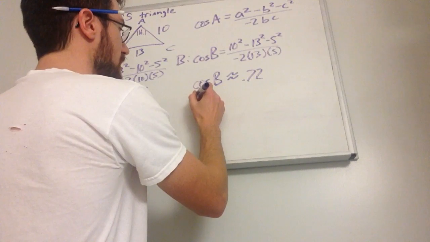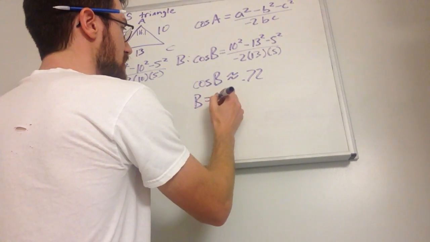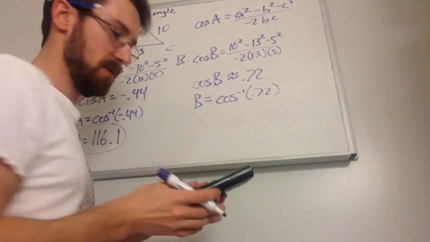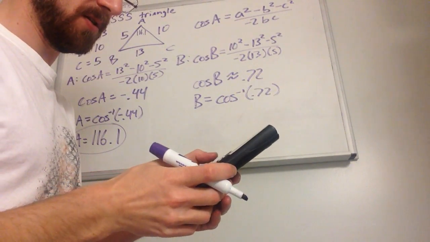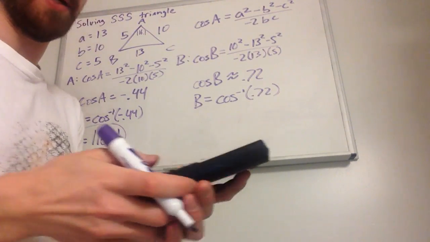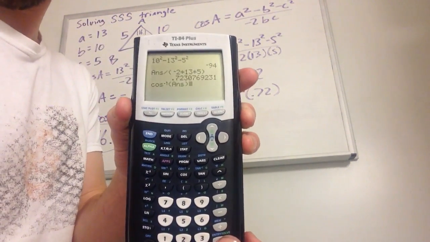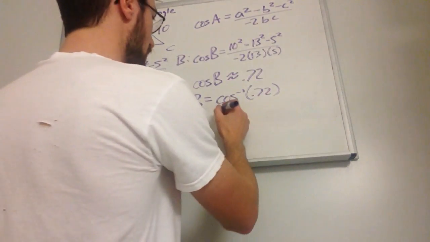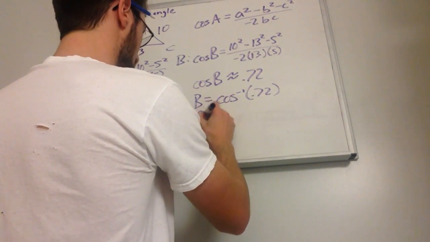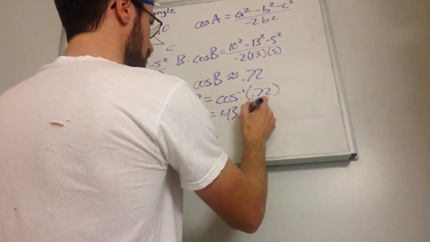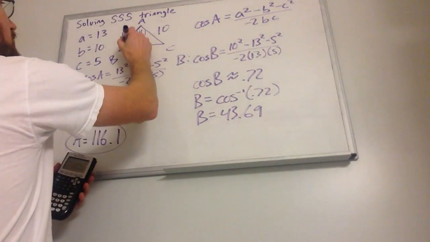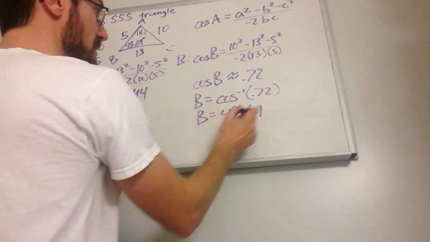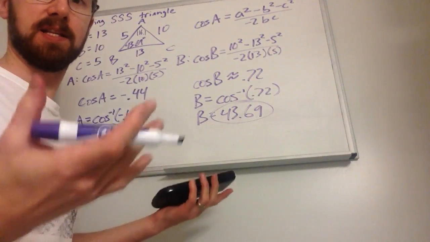But again, I want to take the inverse cosine of 0.72, or thereabouts. Inverse cosine, and I'm going to use the answer button on my TI-84, so it'll give me a more exact answer, which is about 43.69. B is 43.69 degrees.